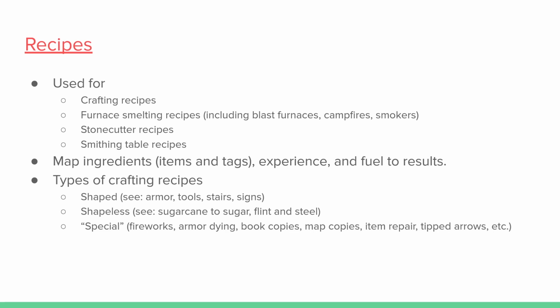There's also, I think in newer versions, archaeology pots or something that use this. I don't know. So they map ingredients, experience, and fuel to a result. And there are different types of crafting recipes. You have shaped recipes, which have a specific pattern they have to be in. Shapeless recipes, which do not have a specific pattern, they're just ingredients. And then special ones, which do various things. So when you combine 2 swords with different durabilities and it repairs it, that's a special type of recipe. Fireworks, armor dyeing, that sort of thing.